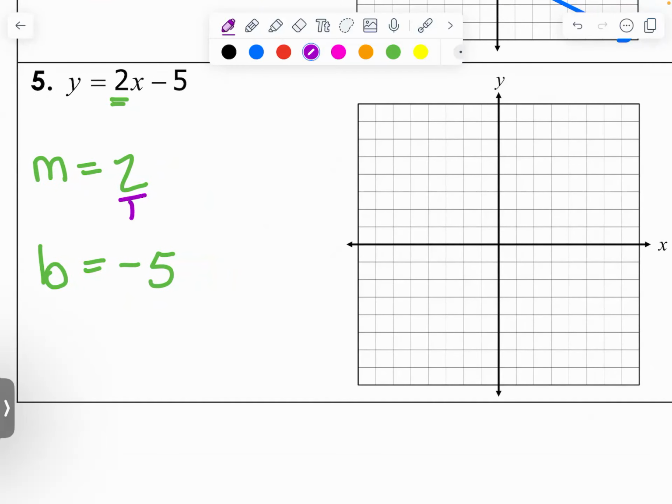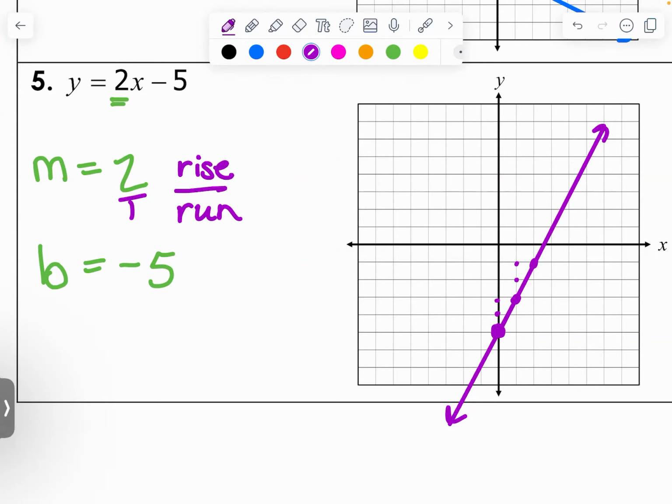Okay, so let's make 2 over 1 so we can see our rise over run. First we begin at our y-intercept of -5. And then what do I do? Like that? All right, looks good. So we begin at our B, our y-intercept at -5. Our slope was 2, but we had to make it 2 over 1, so we could go up 2 over 1.